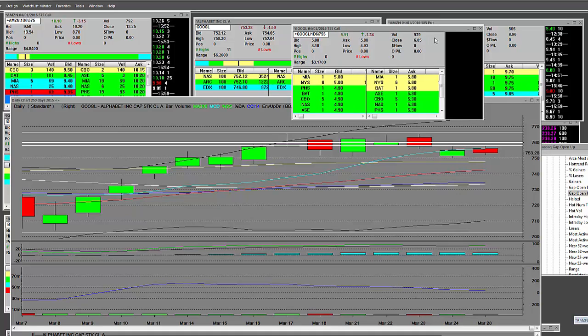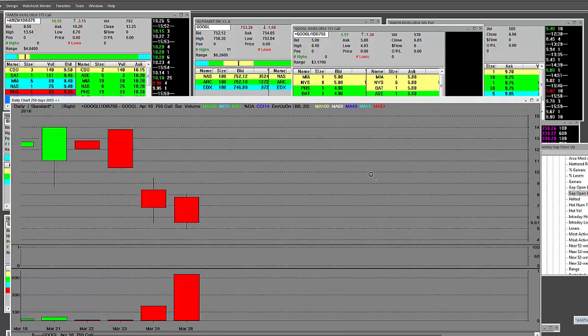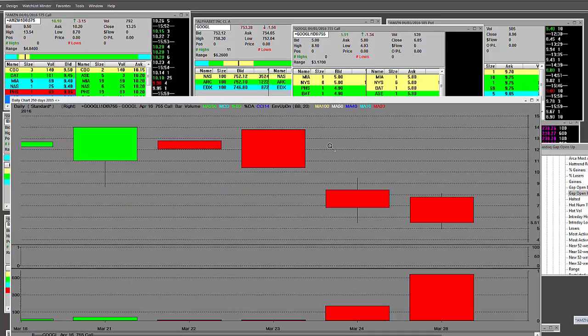$755 call on Google. They closed at 6.85 last Friday. Today's range, though, was 8.10 and the low was 4.93. Now, having said that, that's going long and trading it long. I just want everyone to know that this is a call chart, a 755 call chart. And you people know darn well you've never seen nothing like it.